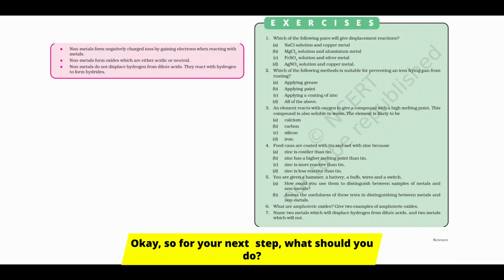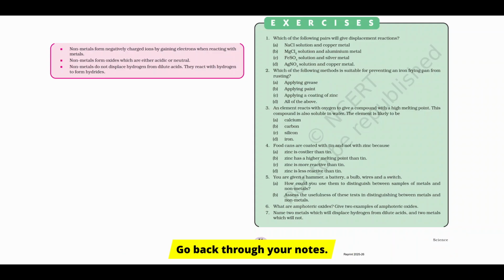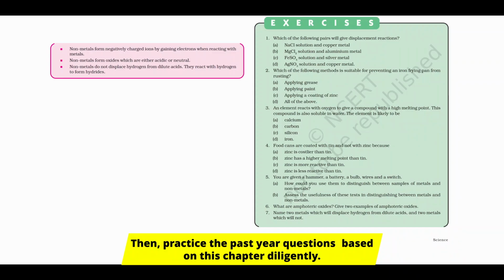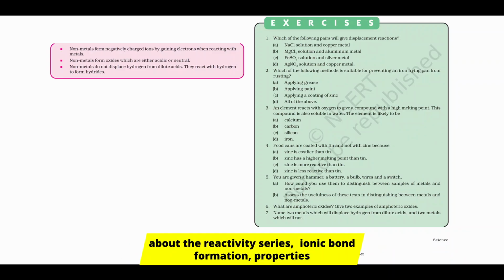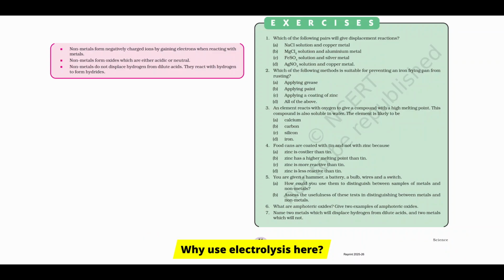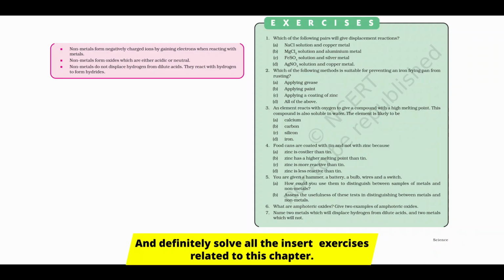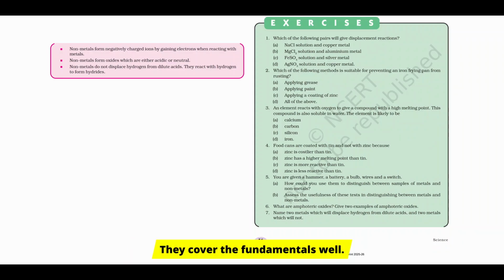Okay, so for your next step, what should you do? Make sure to revise all these points thoroughly. Go back through your notes, maybe replay parts of this discussion. Then practice the past year questions based on this chapter diligently. Focus especially on the conceptual questions about the reactivity series, ionic bond formation, properties of ionic compounds, and the different extraction methods. Why use electrolysis here? Why carbon there? Yes. And definitely solve all the NCERT exercises related to this chapter. They cover the fundamentals well.